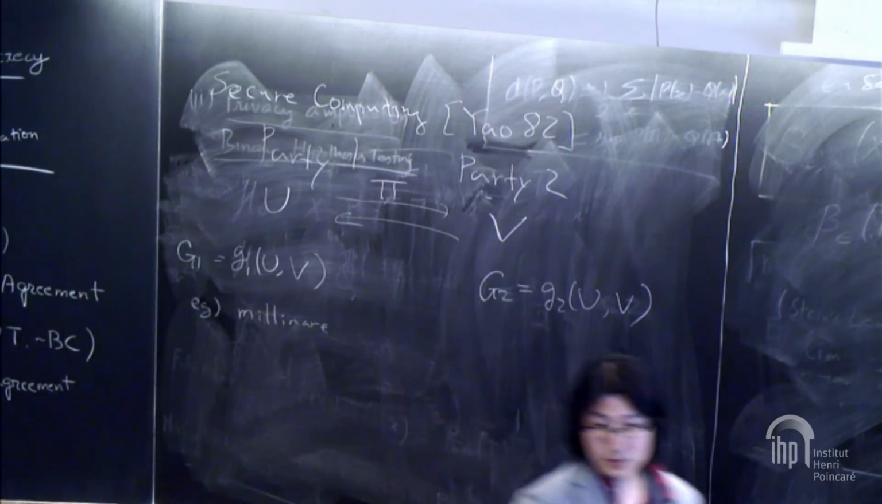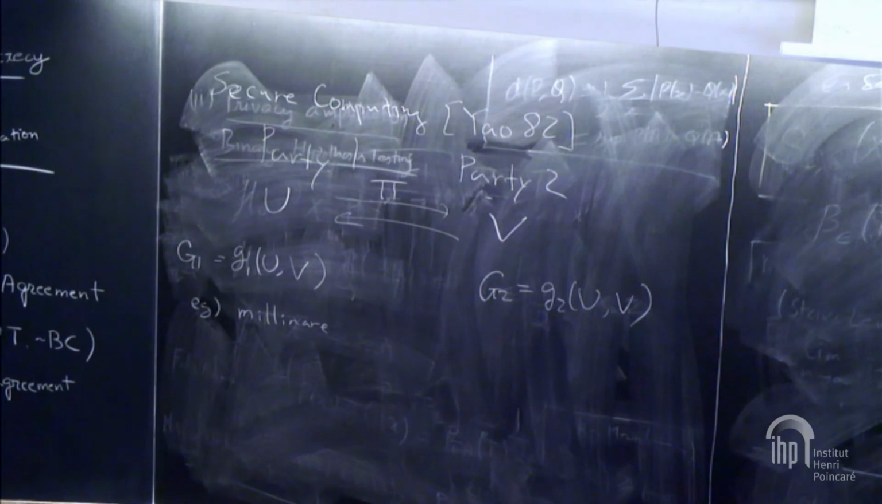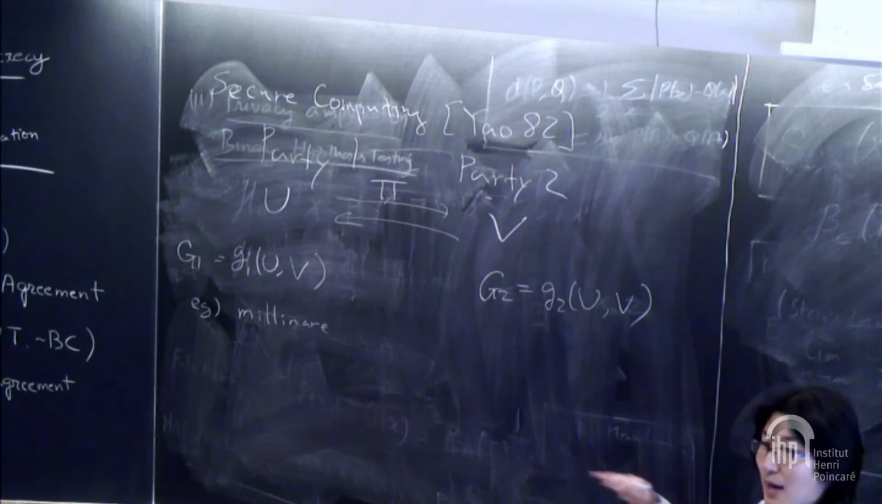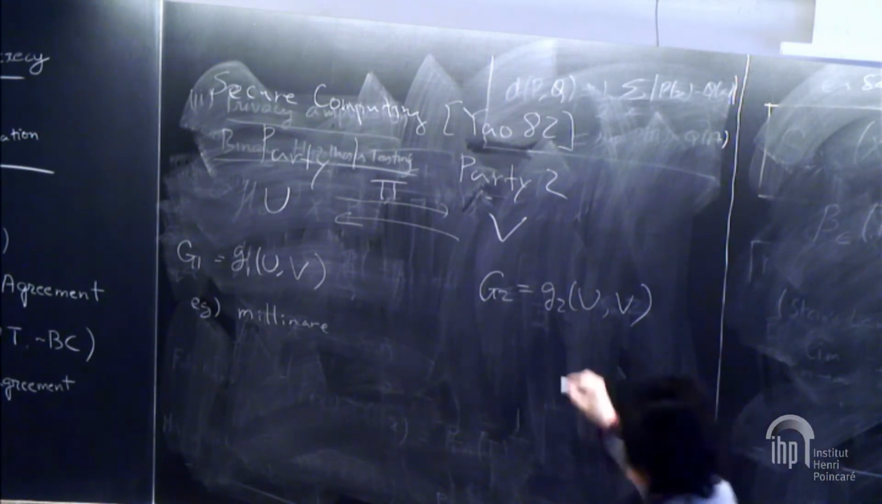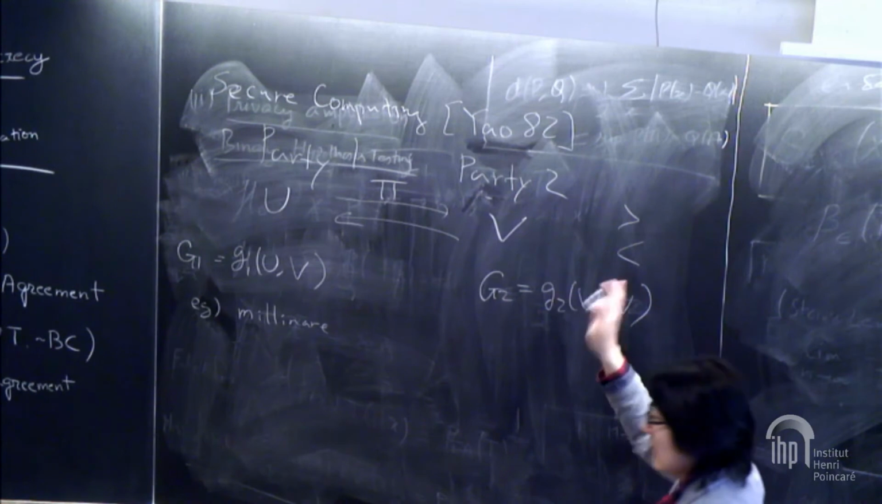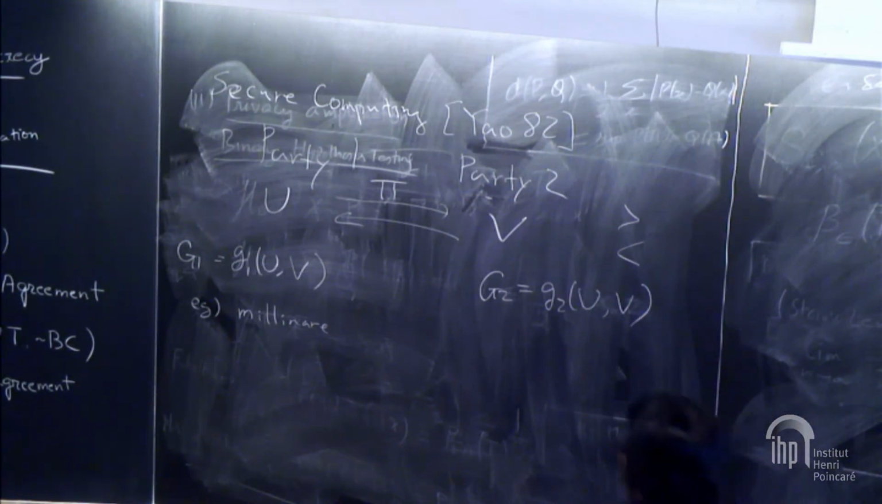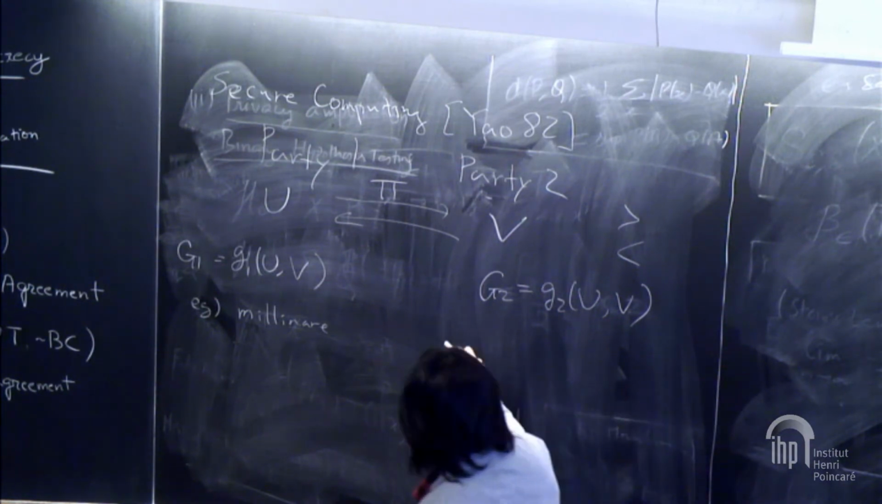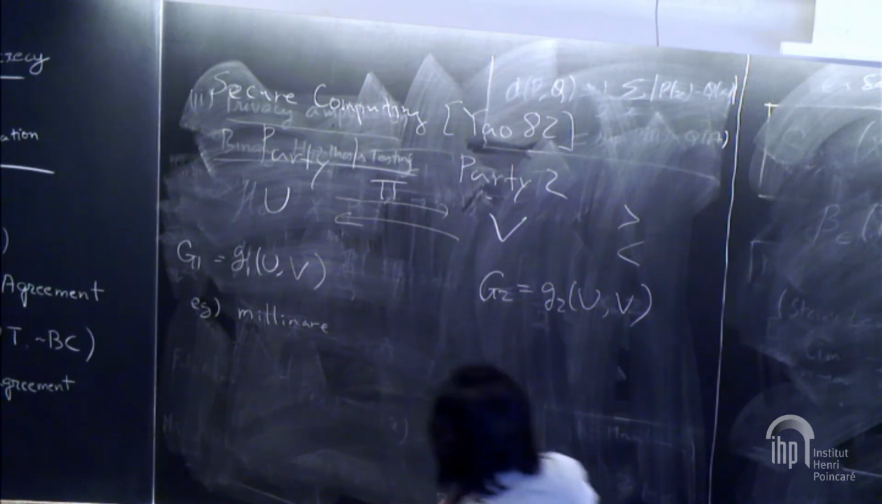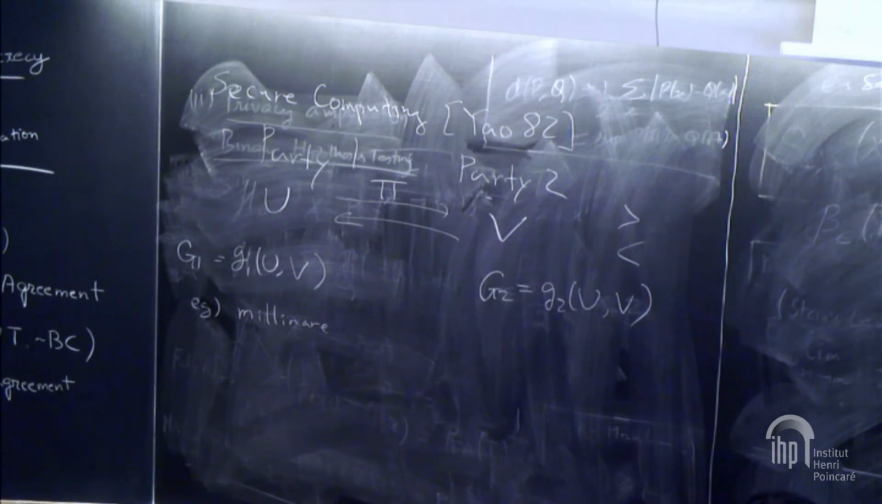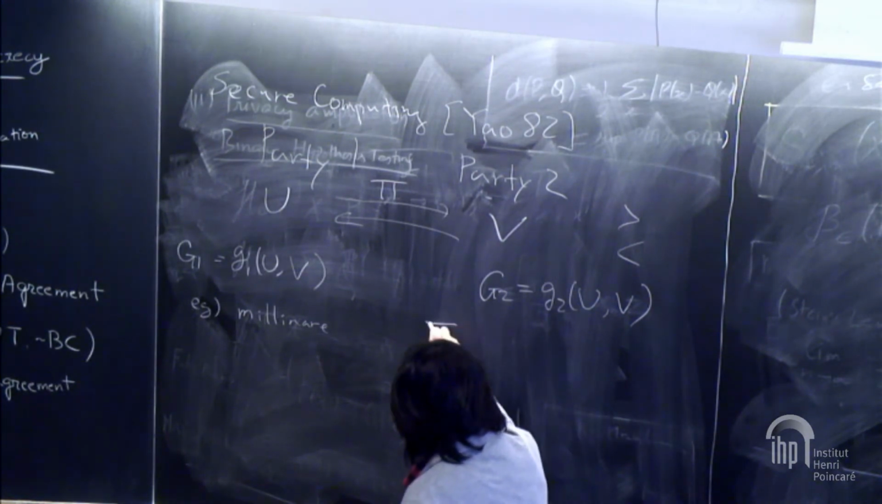There are two millionaires. They are very rich, and they would like to compare the amount of their fortune. They would like to compare the amount of their fortune, but they don't want to disclose the exact amount of their fortune. They just want to compare which is larger, something like this. So more formally, we can define the security of this secure computing problem like so.